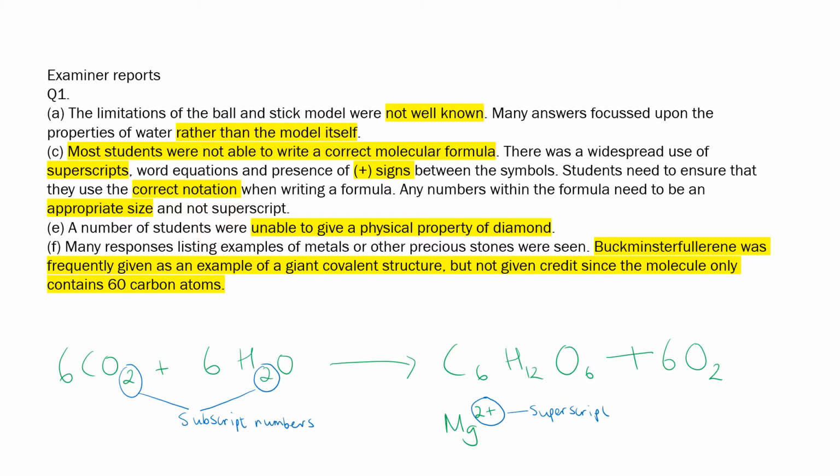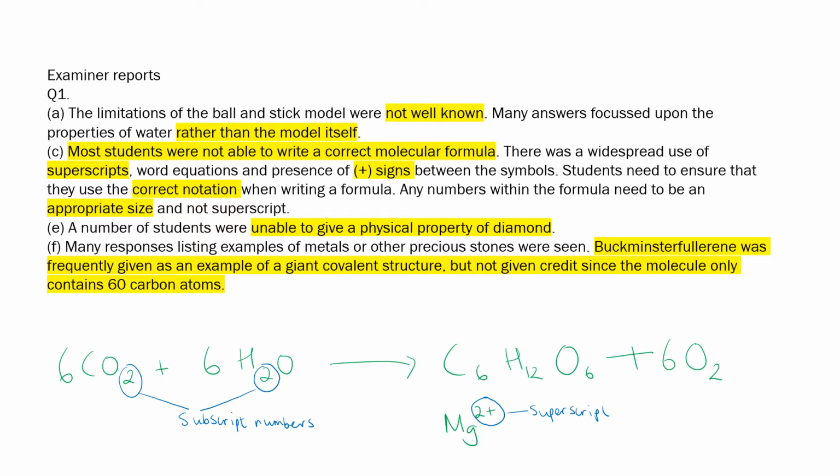And I think it's because they're not annotating the picture clearly and they're getting confused. There was a widespread use of superscripts. So that's numbers that are above the letters, the symbols. Word equations and presence of plus signs between the symbols. So students were getting completely confused. Students need to ensure that they use the correct notation. So you must remember to use the notation of how to write chemical equations.